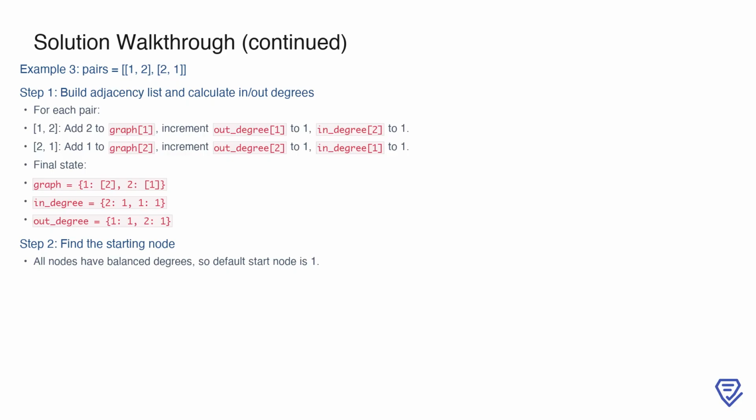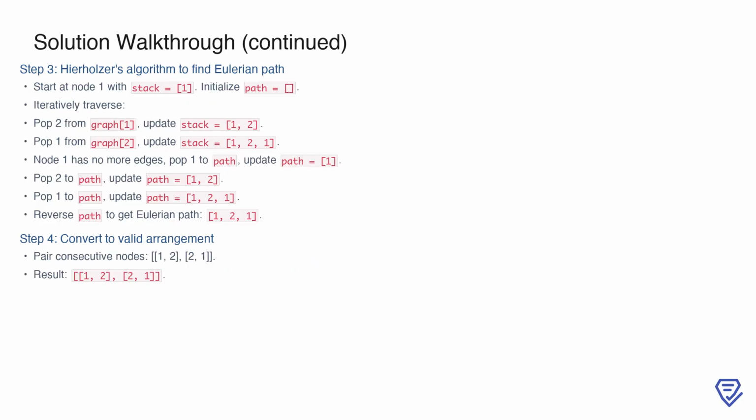At the end of this step, the adjacency list is 1, 2, 2, 1, and both the in degrees and out degrees of all nodes are balanced at 1. Since no node has an out degree greater than its in degree, we can choose node 1 as the default starting node. Using Hierholzer's algorithm, we start at node 1 with the stack initialized as 1 and the path as an empty list. From node 1, we pop 2 from its adjacency list and add it to the stack, updating the stack to 1, 2. From node 2, we pop 1, updating the stack to 1, 2, 1.